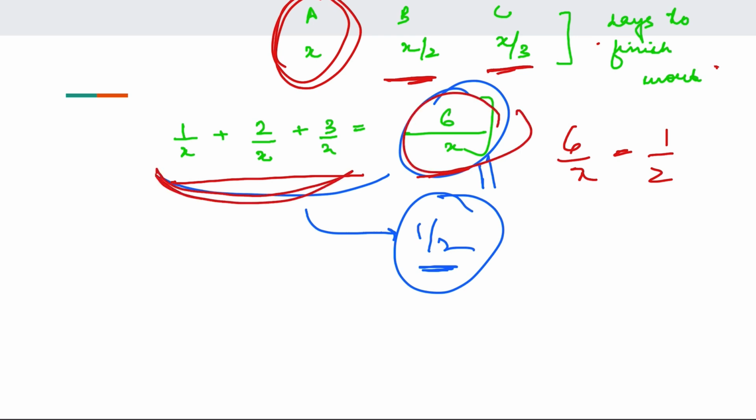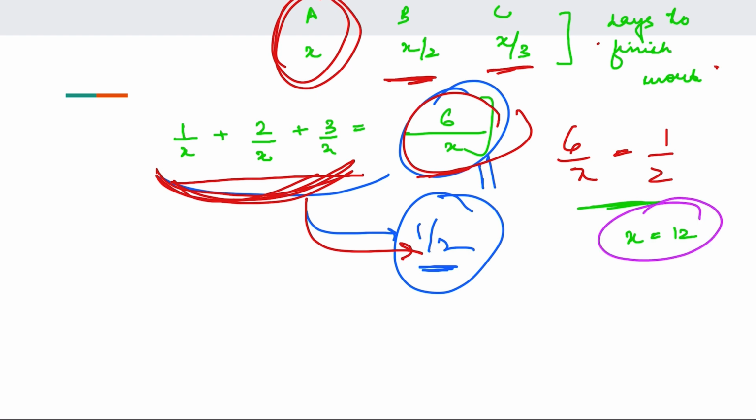But this is the aggregated amount of work, which is also 1 by 2, because they actually took 2 complete days to finish the work when A, B, C, all three of them were working together. Which means what? Which means 6 by x is actually equal to 1 by 2. That is nothing but x is going to be 12. Okay, so x is what? X is going to be 12.